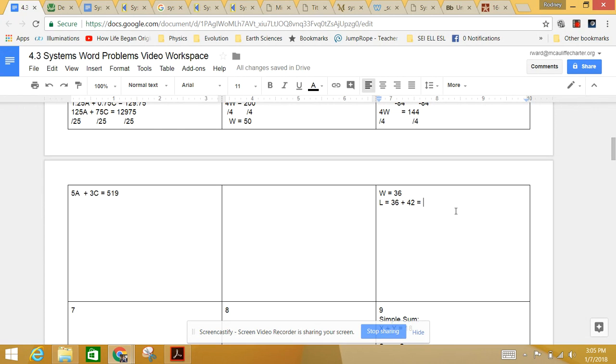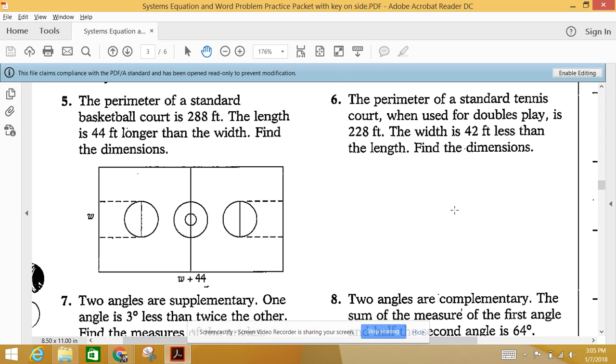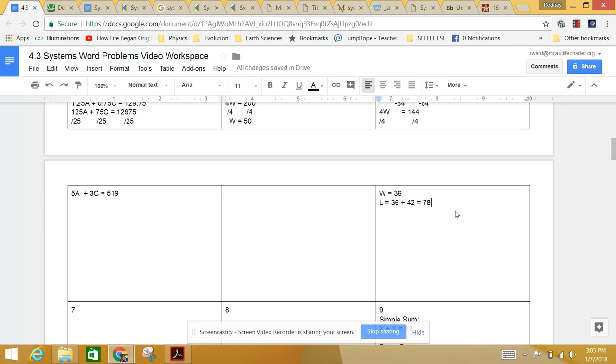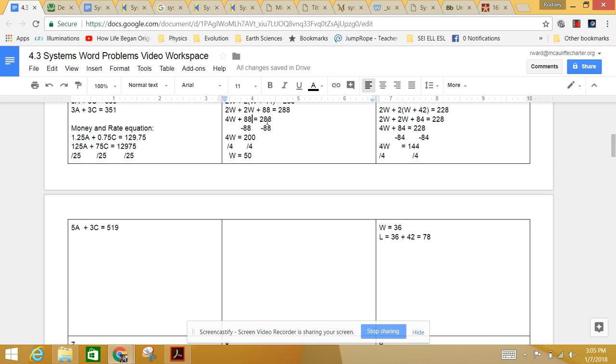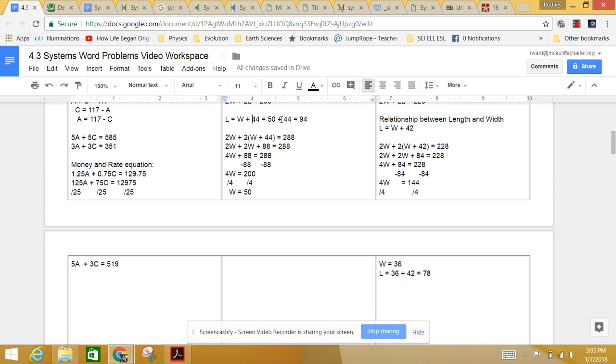And I'm going to get 78. All right. And of course, those were feet in both occasions. I hope that was helpful to you. We have a length of 78 and a width of 36 on number 6. We have a width of 50 and a length of 94 on number 5.